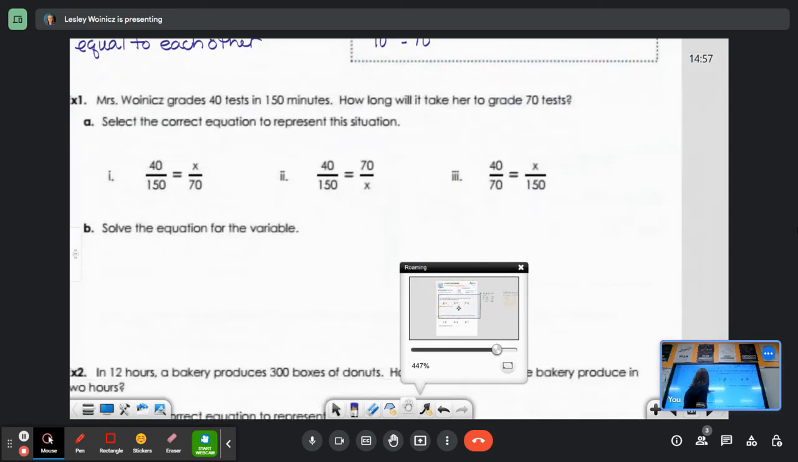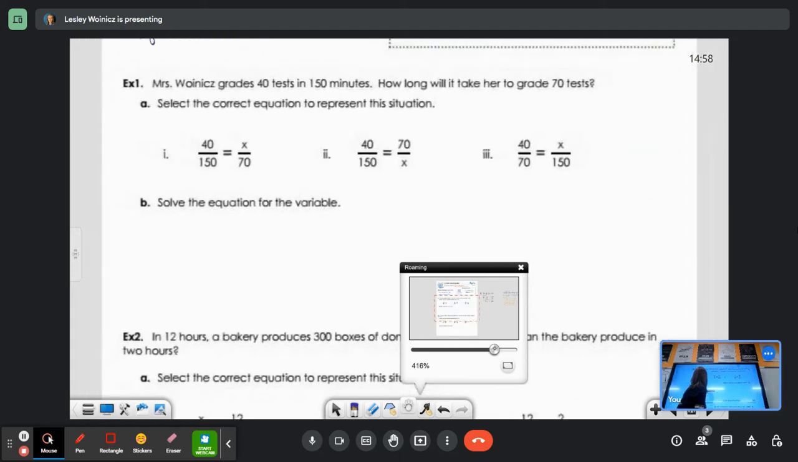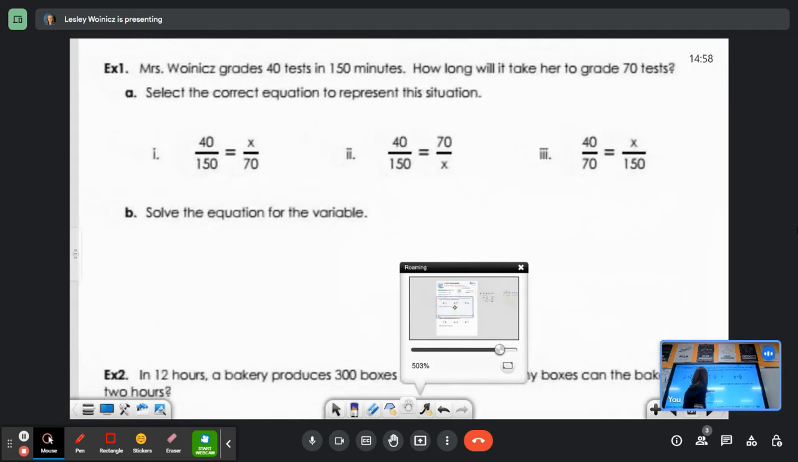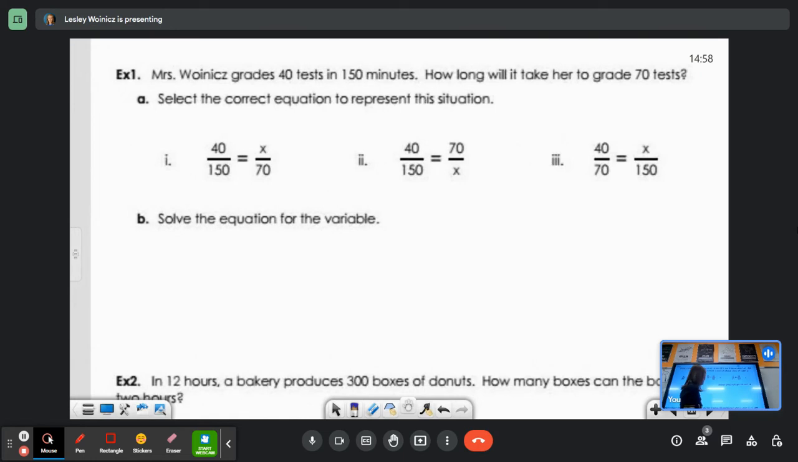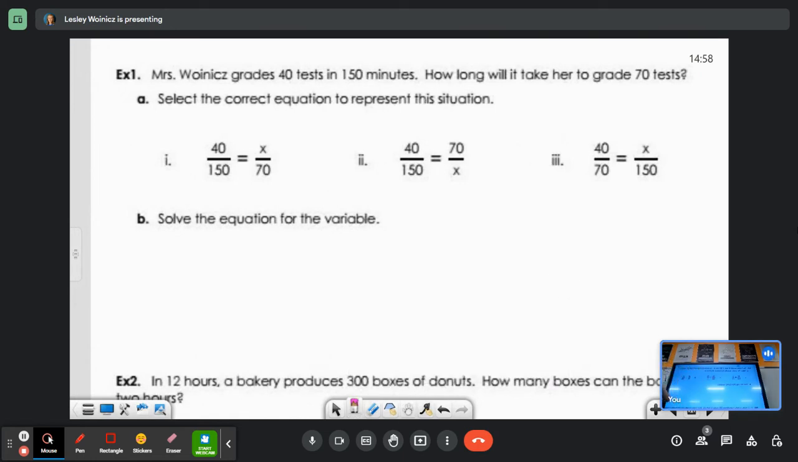So, here is a fun little word problem. I don't know how fun it is. It's about grading tests. Mrs. W grades 40 tests in 150 minutes. Whew, that's about how long it takes too. How long will it take her to grade 70 tests?